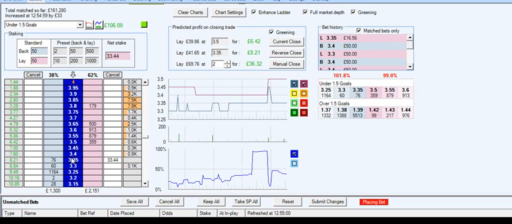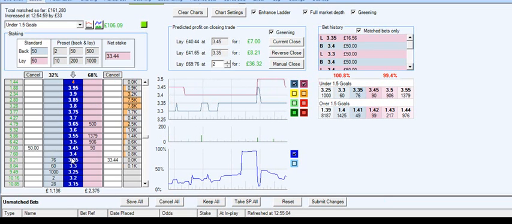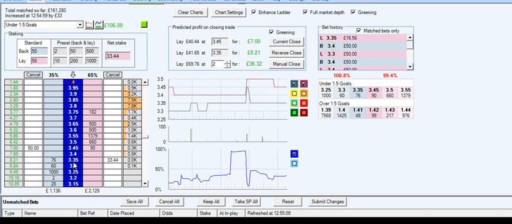So I'm just going to try a little sneaky looking for the gaps here. You can see between 3.45 and 3.35 we're at the front of the queue again.